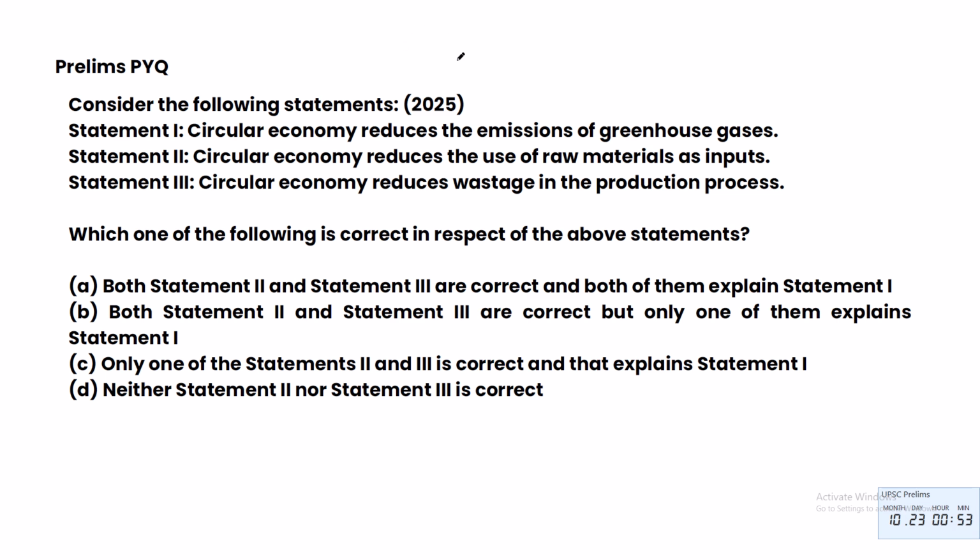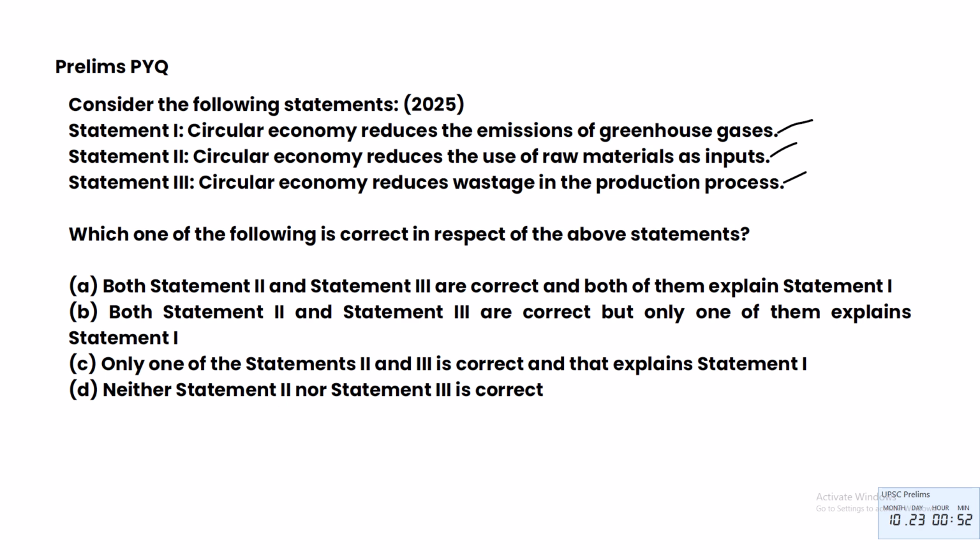Consider the following statements. Statement 1: Circular economy reduces the emissions of greenhouse gases. Statement 2: Circular economy reduces the use of raw materials as inputs. Statement 3: Circular economy reduces wastage in the production process. Which one of the following is correct in respect of the above statements? Option A: Both statements 2 and 3 are correct and both of them explain statement 1. Option B: Both statements 2 and 3 are correct, but only one of the statements explains statement 1. Option C: Only one of the statements 2 and 3 is correct and that explains statement 1. Option D: Neither statement 2 nor statement 3 is correct. So these are the options.